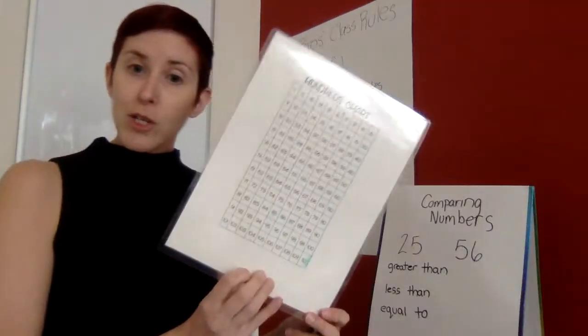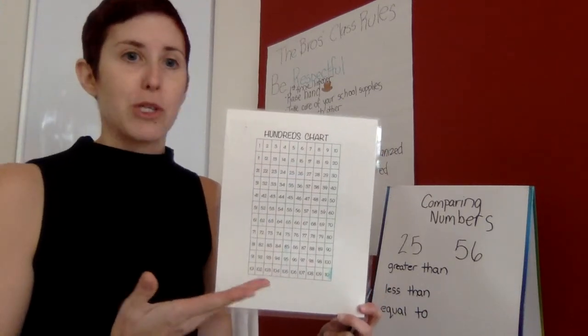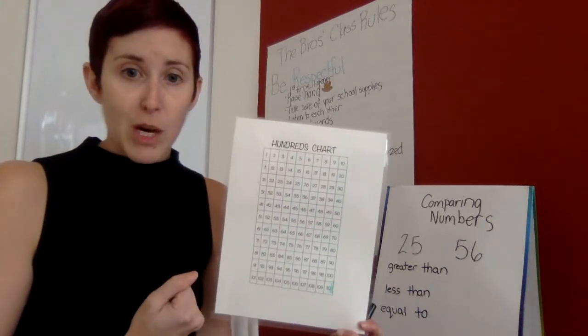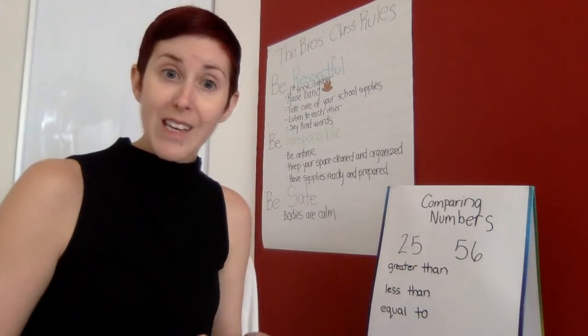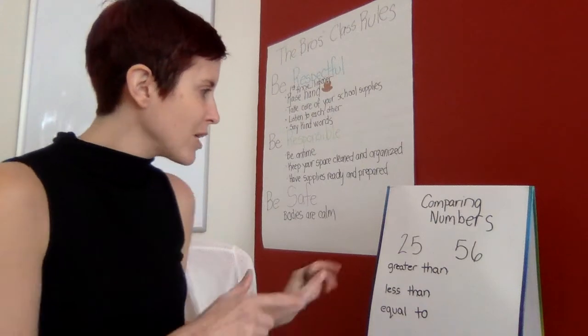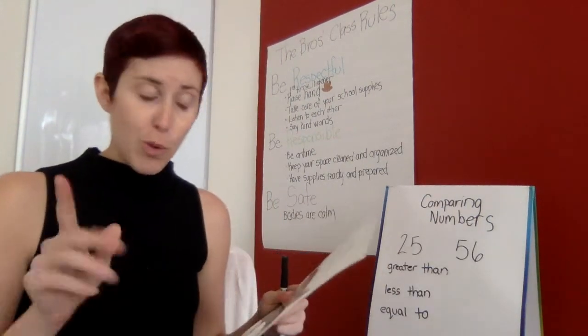Now, I have my hundreds chart out just to help me out, but we also have another strategy that we can use as well. So you can have both out to help us figure out if the numbers are greater than, equal to, or less than. So let's look at 25 and 56. Now, I'm going to show both strategies.